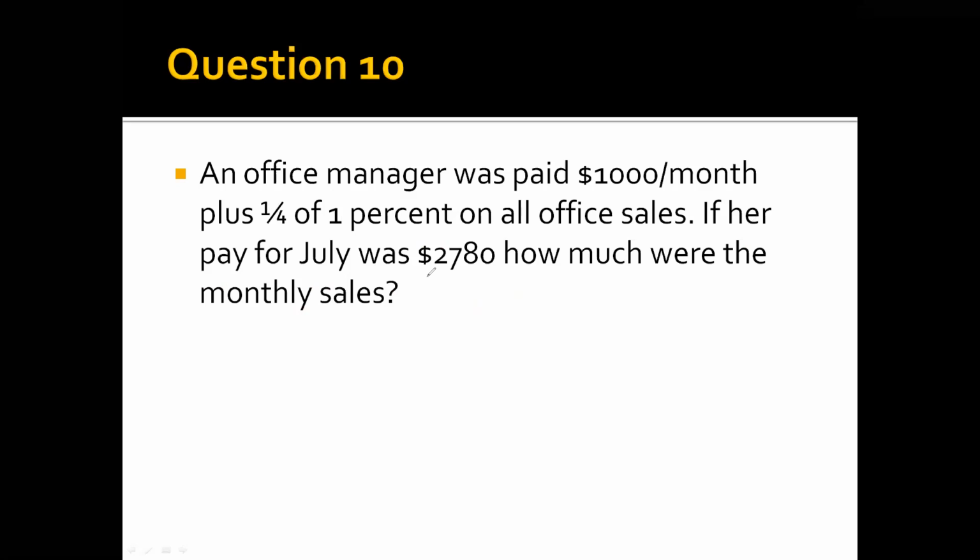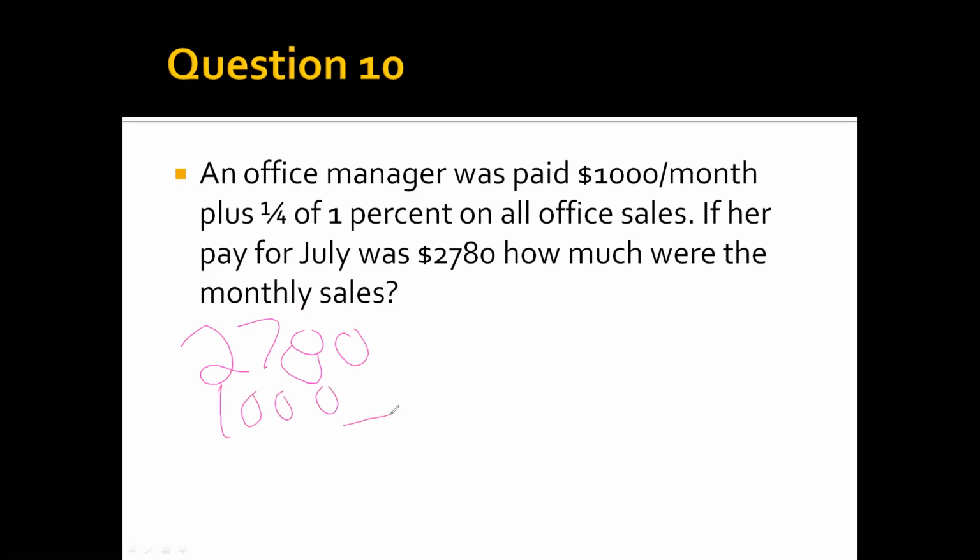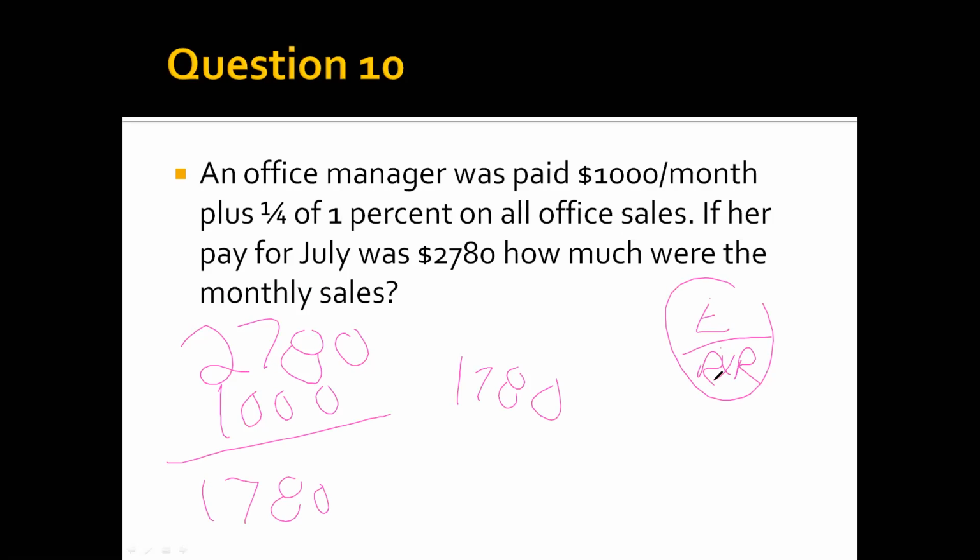If her pay for July was $2,780, how much were the monthly sales? So again, she got paid $2,780 in July. We know that $1,000 of that was her salary. That means there's $1,780 left. So $1,780 was her earnings. And here we go again with this: earnings, principal, rate. So we're looking for her earnings.